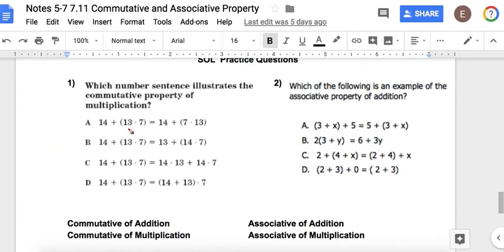So let's look at example A. We have 13 times 7, and the numbers change order and became 7 times 13. So this is the correct answer, but let's look at why the other ones are not.